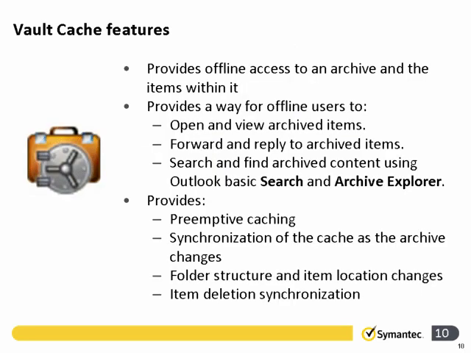What types of features does Vault Cache bring to the table? It provides that offline access to an archive and the items within it. It provides a way for those offline users to open and view their items, forward and reply to the archived items, and search and find the archived items using the typical search tools, such as the basic search, browser search, and Archive Explorer. And we will be looking at these different search tools in a later lesson.